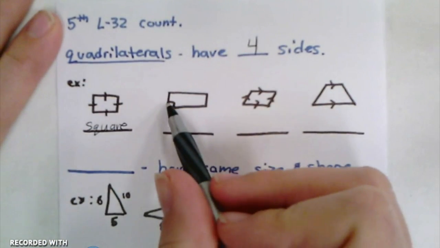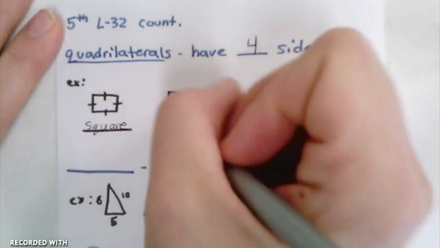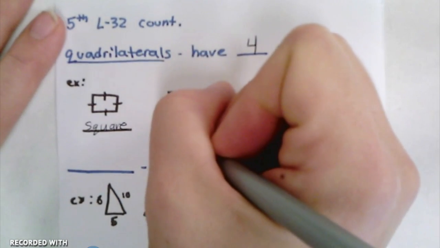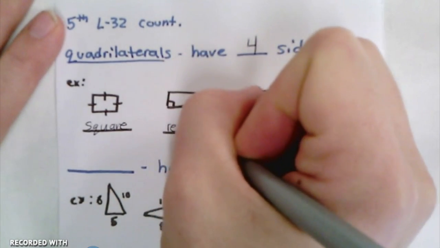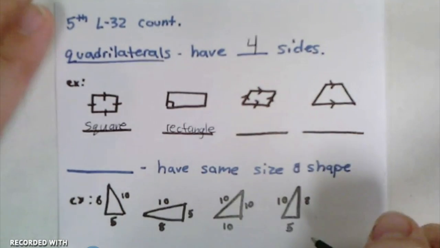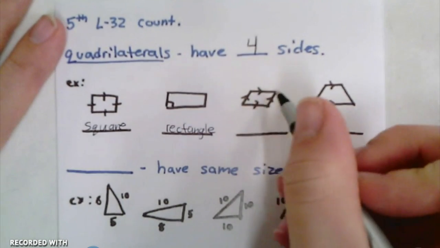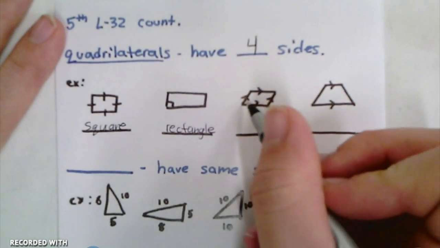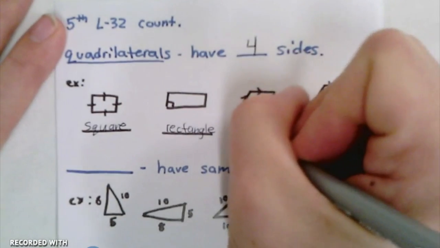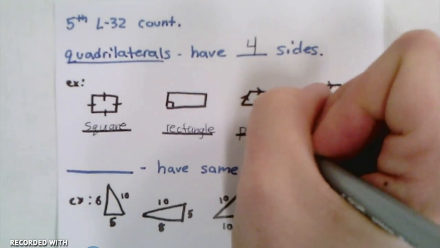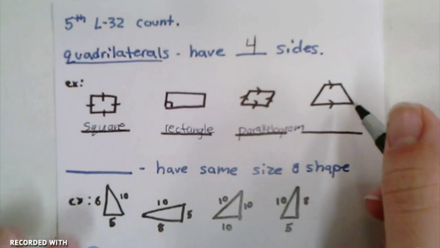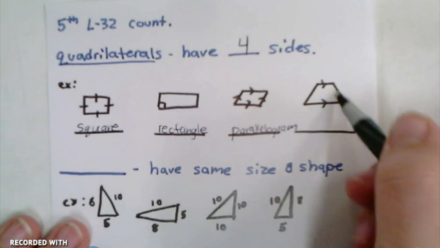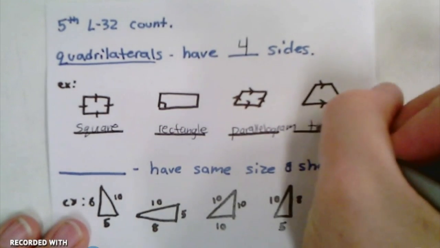A quadrilateral with 2 parallel sides that have right angles is called a rectangle. A quadrilateral with 2 parallel sides that don't have right angles is called a parallelogram. And a quadrilateral with only one set of parallel sides is called a trapezoid.